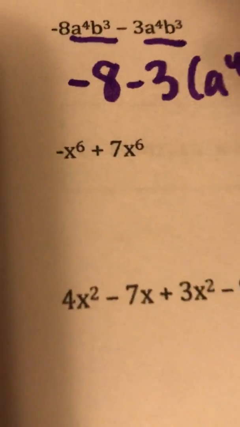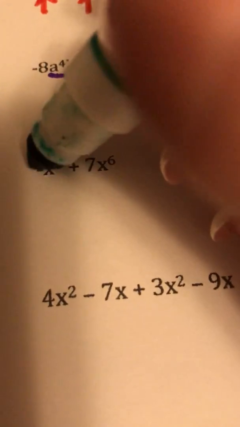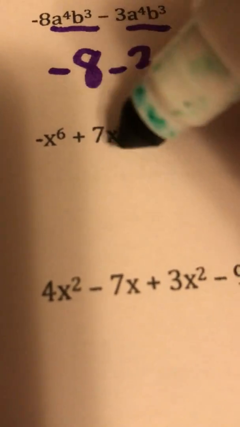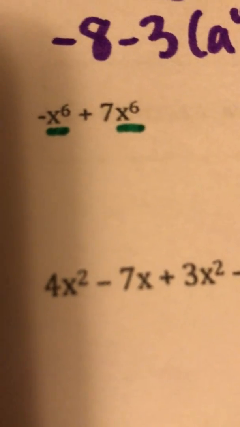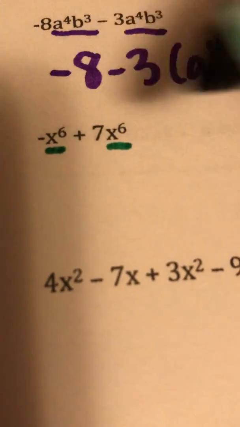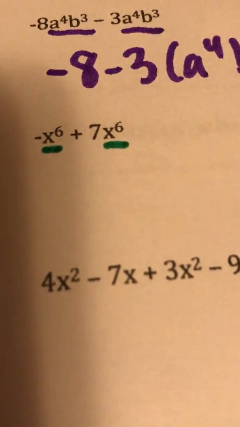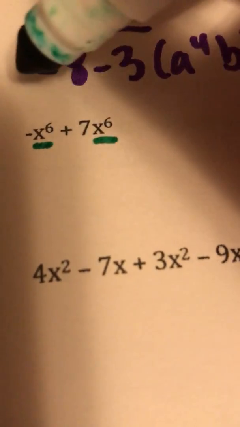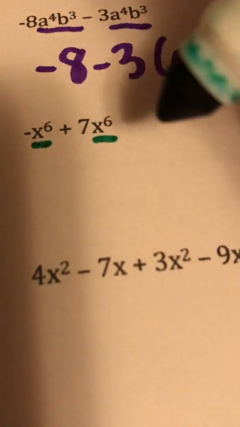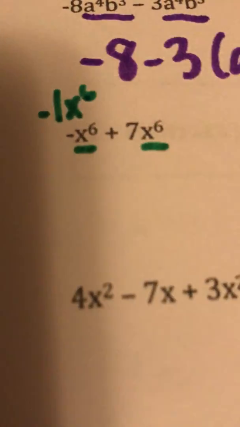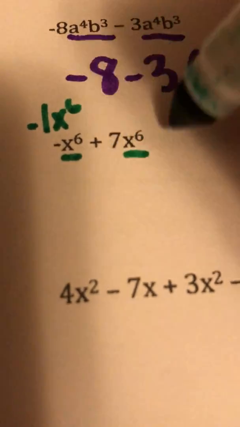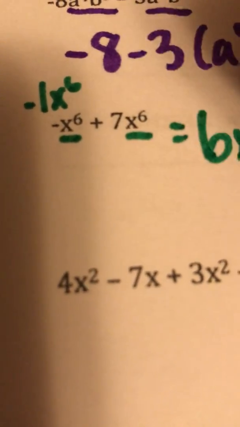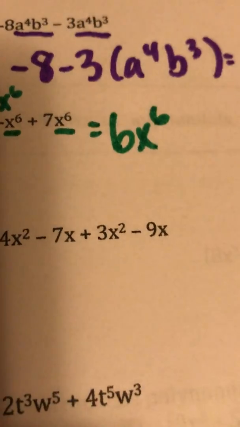All right, let's look at the next one. Here we have negative x to the sixth plus 7x to the sixth. Again, we have this term here, this variable, x, raised to the power of 6. So that means that we can combine these coefficients. We don't have anything here in front of the x, which means, if you remember, that it's negative 1x to the sixth, okay? So we have negative 1 plus 7, which is going to be equal to 6x to the sixth, okay?